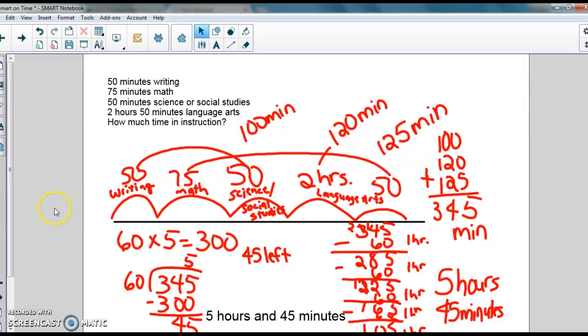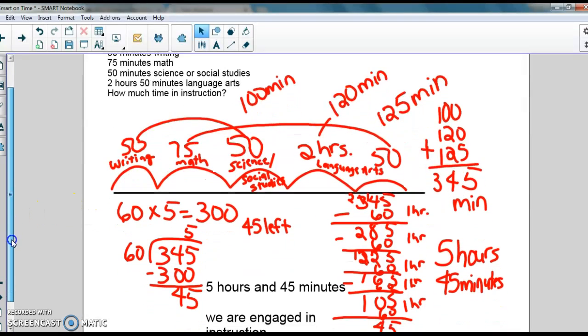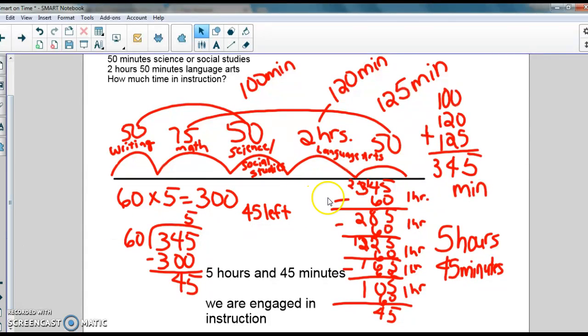Now let's say I wanted to switch those to hours. So I took an hour out each time. I started with my 345 minutes and I took an hour out. And I took 1, 2, 3, 4, 5 hours out and I still had 45 minutes left. So the total time was 5 hours and 45 minutes that we are engaged in instruction.